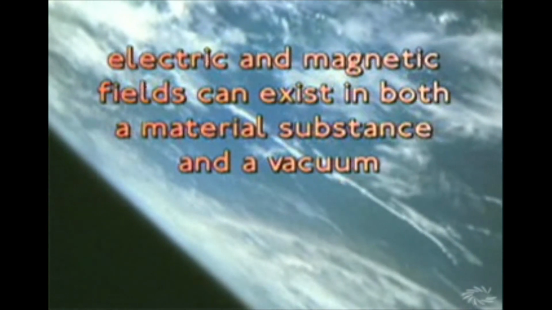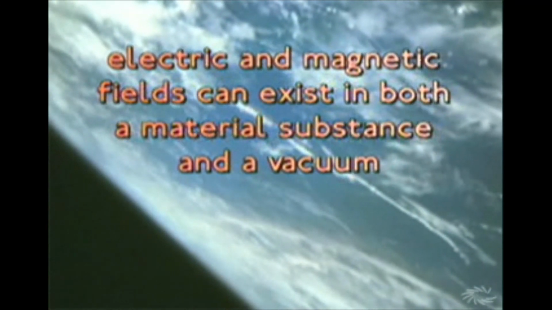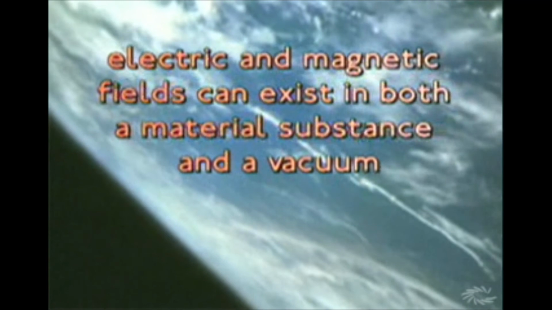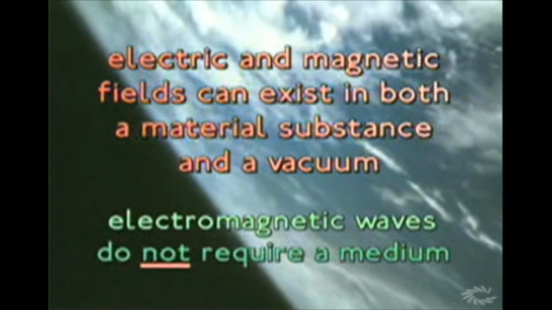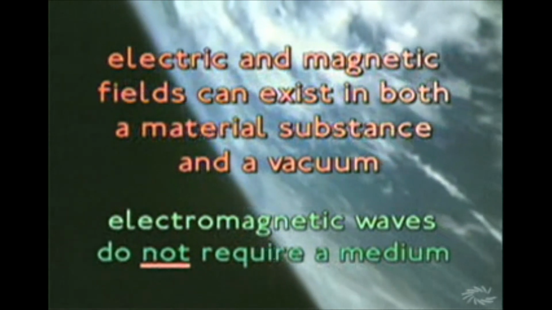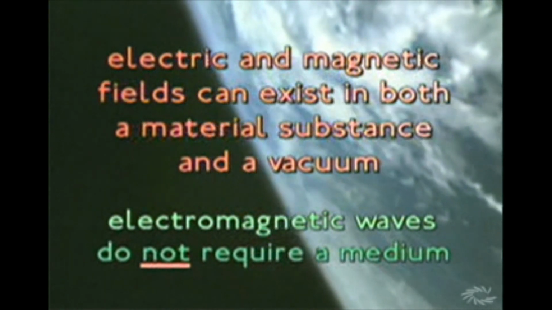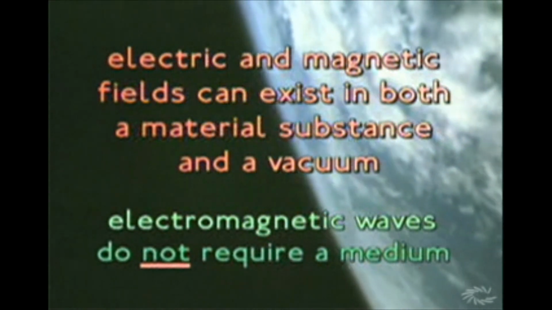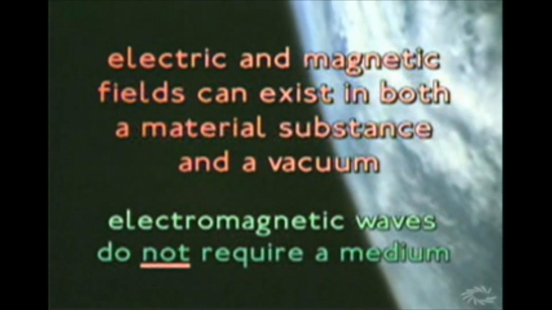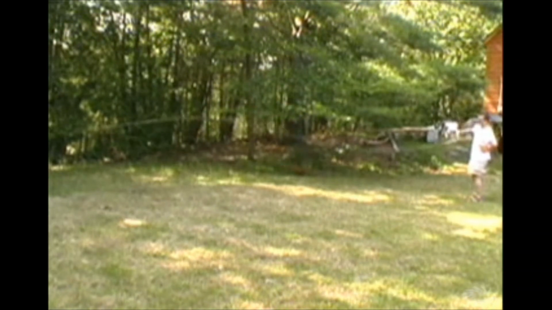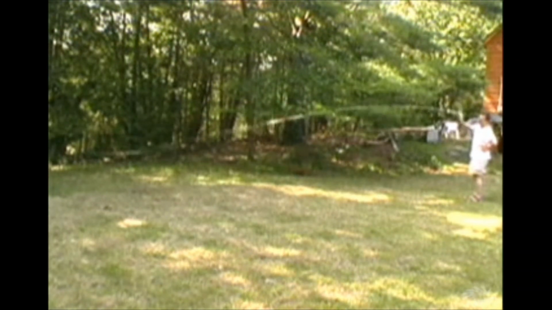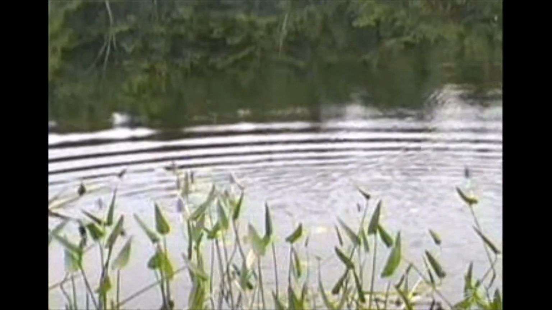Since electric and magnetic fields can exist in both a material substance and a vacuum, these waves do not require a medium and can travel through air, water, or the vacuum of space. Once that was understood, physicists abandoned the notion of ether. If we could see them, transverse waves would look something like the waves in this rope, or the ripples on the surface of a pond.